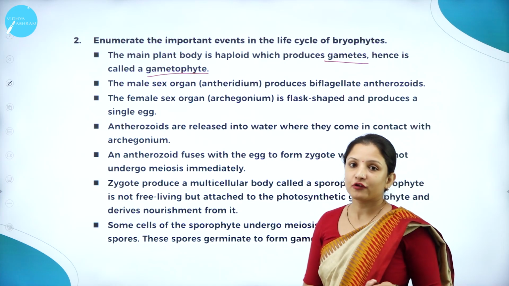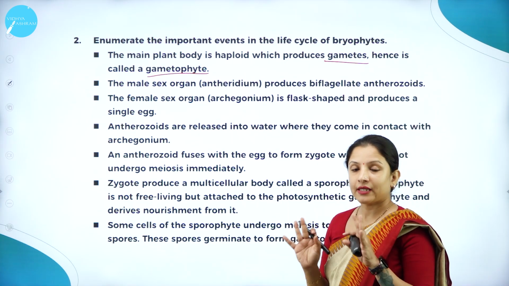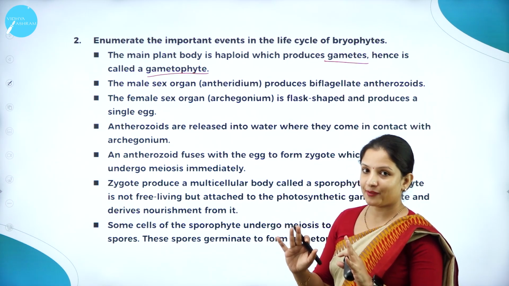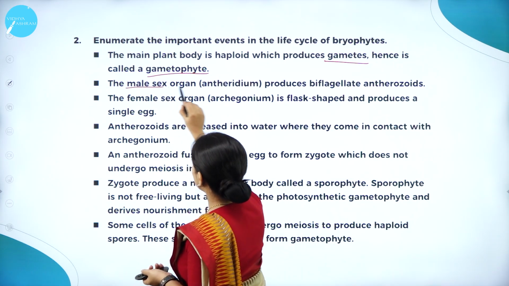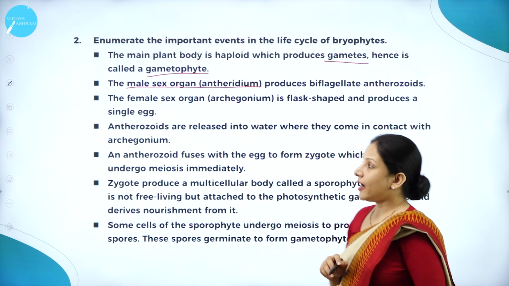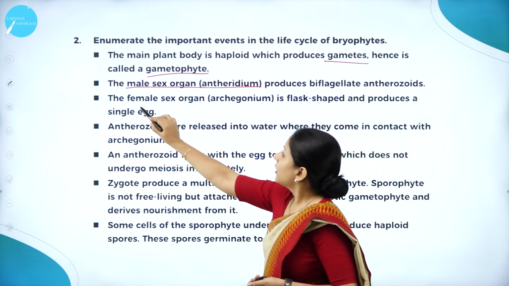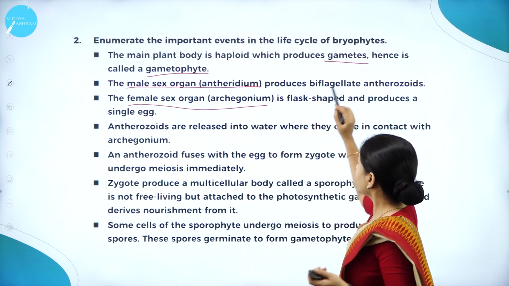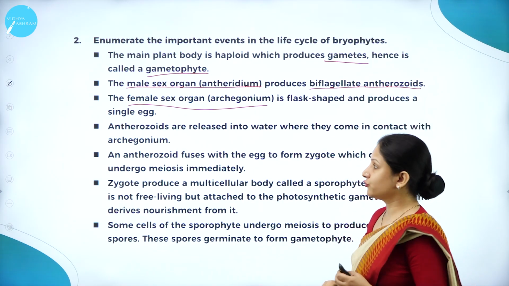Next, in the gametophyte, what is there? Now you know the plant body is a gametophyte. Gametophyte means plant body producing gametes. What type of gametes? They produce the male sex organ antheridium and the female sex organ archegonium. The male sex organ now produces what? It produces antherozoids which are biflagellate, having 2 flagella.